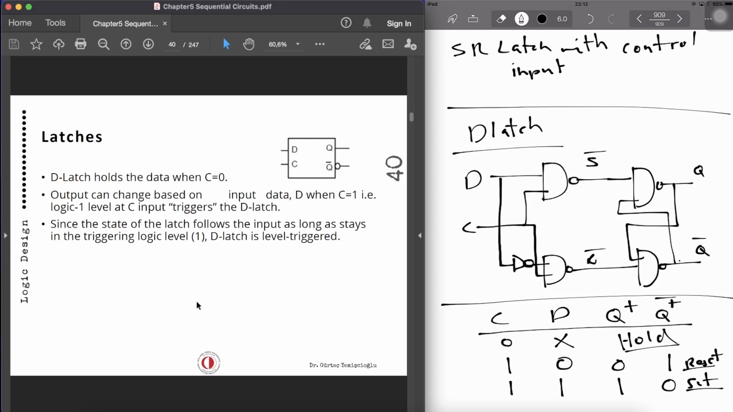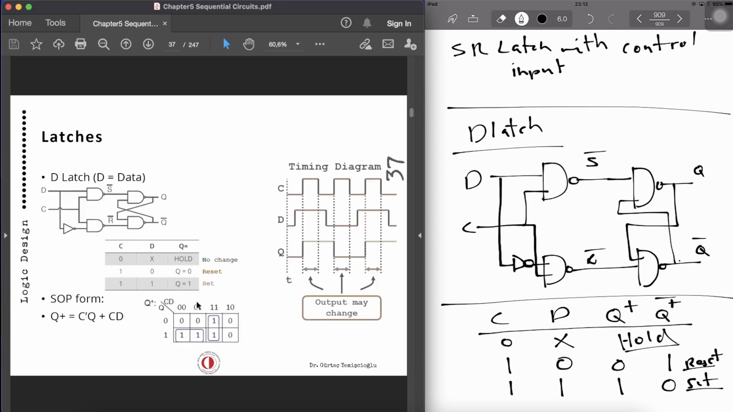And since the state of the latch follows the input as long as it stays in the triggering logic level, the latch is level triggered. We already said that in the timing waveform. And the latch is transparent. It means that it reflects the input to the output. That's the transparency, and we can easily see it when C is 1.